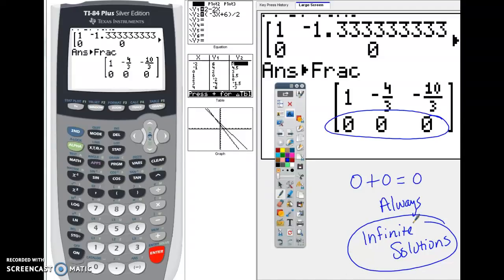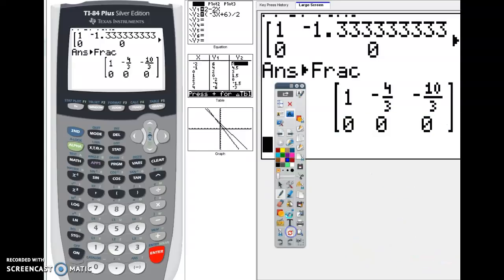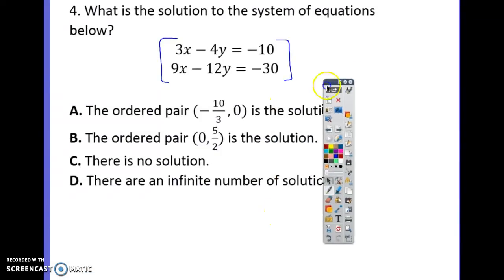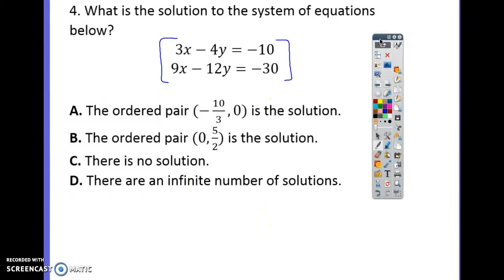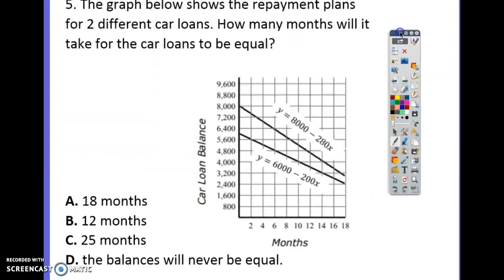Okay, so if we look at the answer choices, the only one that says infinite solutions is D. Okay, there was also one that said no solution. So if you don't memorize those, then you're going to get it wrong. Let's go do problem number 5.